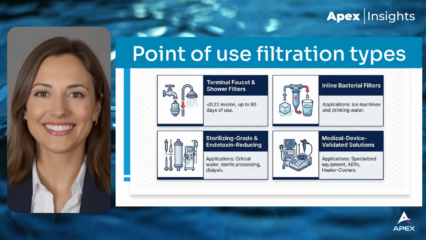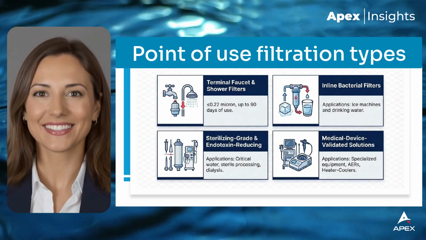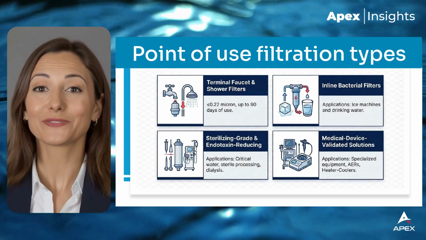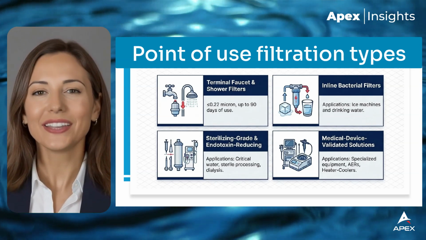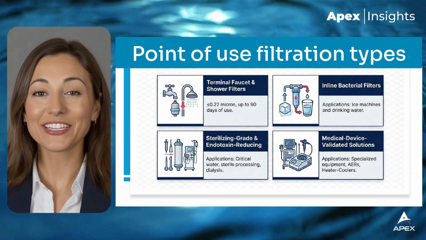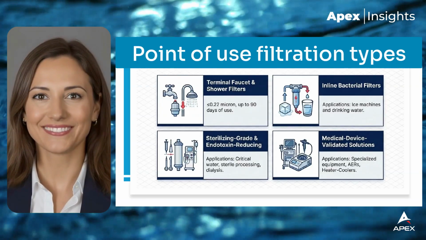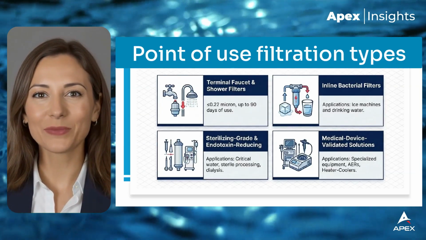What are the main point-of-use filtration types? Point-of-use filtration is a final barrier installed at the outlet or directly on a device. There are several types: terminal filters for faucets and showers, inline filters for ice machines and drinking water, sterilizing grade filters for dialysis and sterile processing, and device-specific filters for specialized equipment. Think of it as the last line of defense, protecting water at the exact moment it matters most.